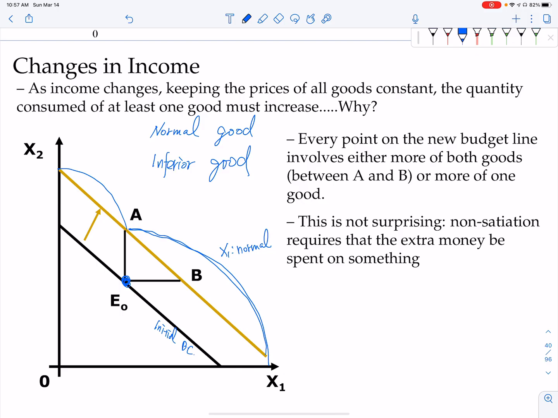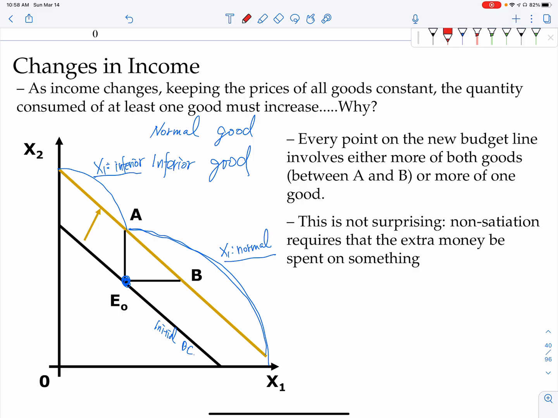But in this region, X1 is what? This is an inferior good, okay? Because if the optimal decision was here, that means the consumption of X1 has gone down, right? So that means when you have more money, you consume less of the first good. So that means X1 is an inferior good, right? So that will be the case. So it's an inferior good in this region. In the other region, X1 is a normal good.